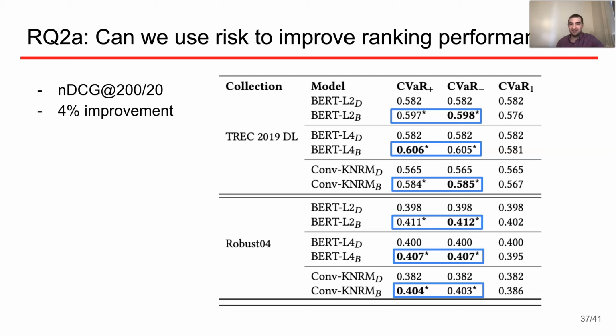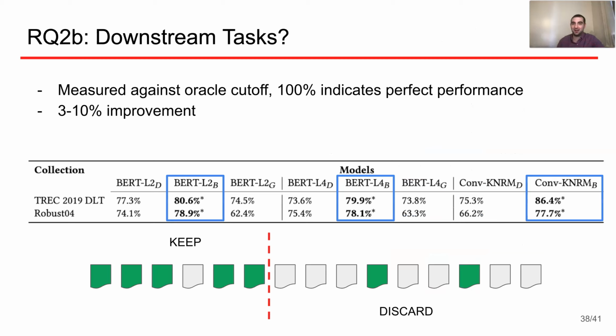For our second usability task, this cutoff problem, we see again a substantial increase when we incorporate the uncertainty information, with about a 3 to 10% improvement. But what's really interesting is that it also works on Robust04. And with respect to the numbers in the table, it's out of 100%, where 100% represents perfect performance with respect to the Oracle cutoff.